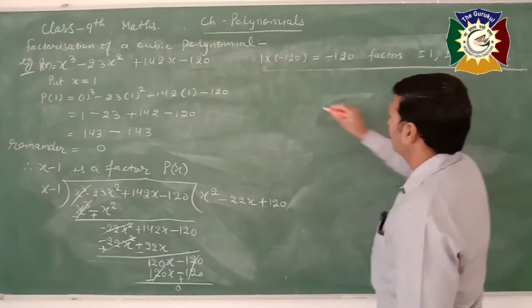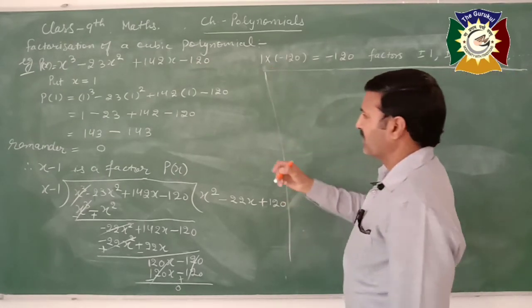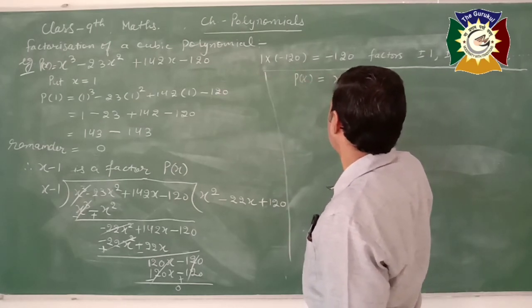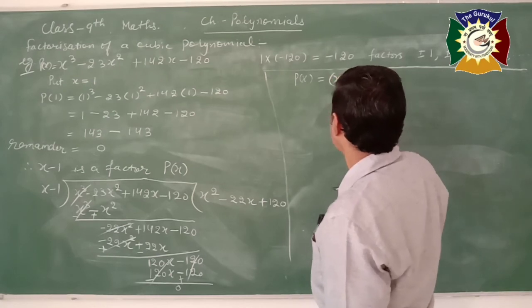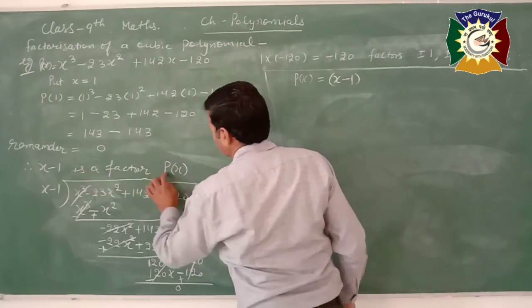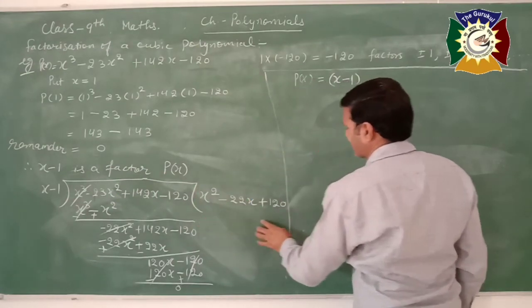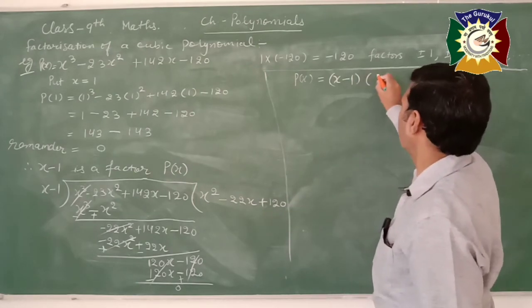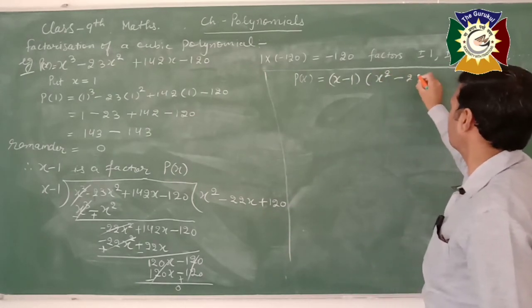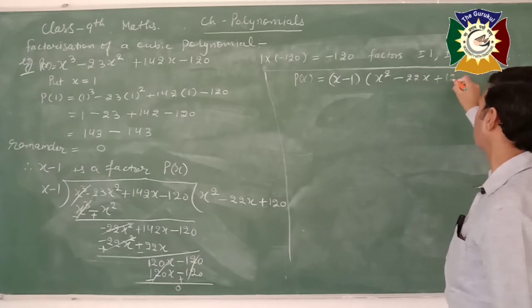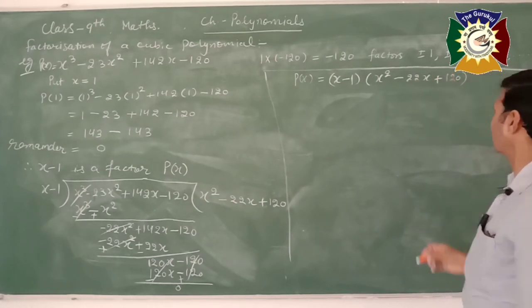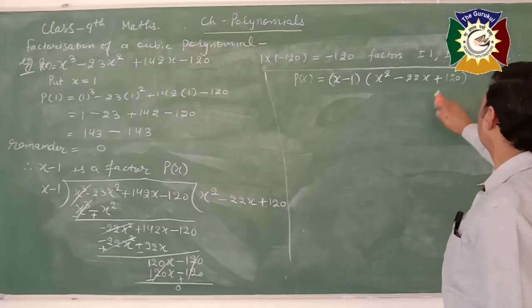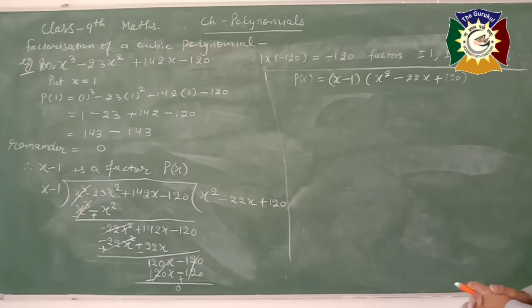Therefore, one factor of the given polynomial is x minus 1. As we have proved already, x minus 1 is a factor of this, and the remaining factors we will get from this quadratic polynomial, x square minus 22x plus 120. Because the polynomial is of degree 3, a maximum of 3 factors are there. One we got.